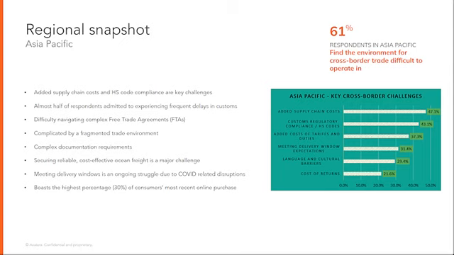It is quite a fragmented trade environment, as I just mentioned, given the size and scale of it. There are complex documentation requirements. It's not as simple as shipping around Europe. That's 27 countries that have a very similar process. Securing reliable and cost-effective freight is a major challenge. And as you can imagine, the cost of transport increases the further afield you go.